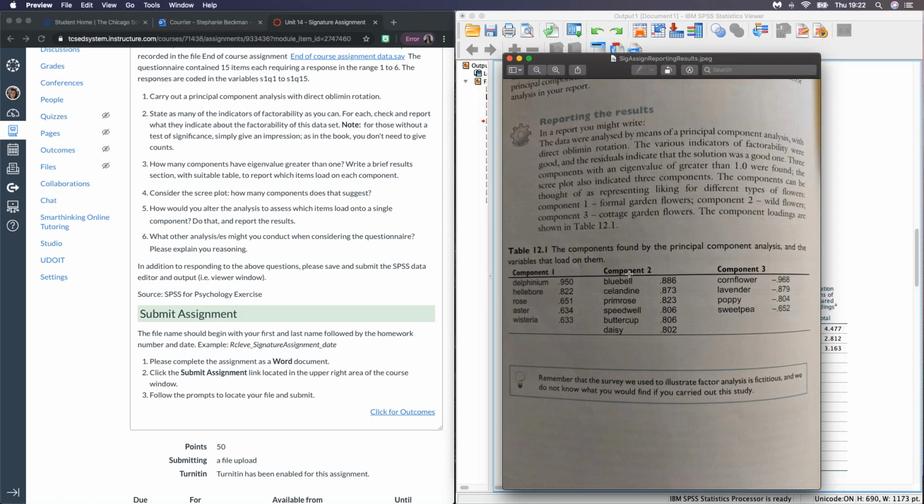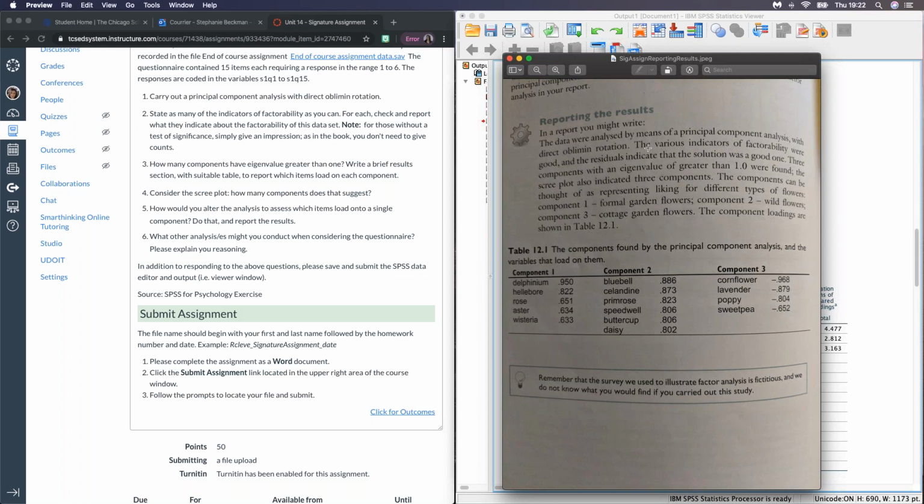The way that I reported my results here, I'll read my stuff and you can follow along to see what it all says. The data were analyzed by means of principal component analysis with direct Oblimin rotation. Before I continue, I should mention that this is on page 376 of the 5th edition. I'm not sure what page it is for the 6th edition, but if you were following through the steps of SPSS, it's probably a couple pages after where we paused. So you might flip there and see how it compares.